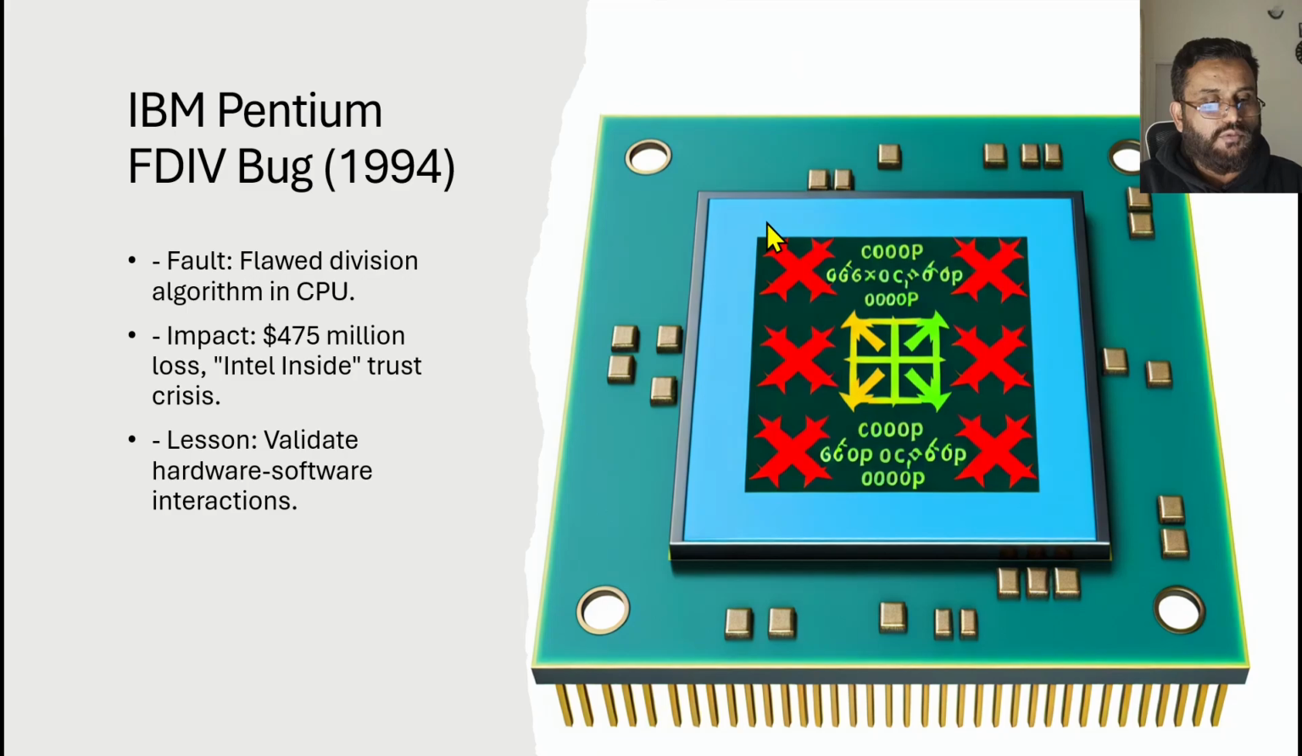Another example of a costly failure is the Pentium FDIV bug of 1994. It was due to a flawed division algorithm in the CPU, and it cost the Intel company a 475 million loss. The lesson learned was that we need to validate hardware and software interactions properly. Otherwise, again, we can have very costly failures like this one.